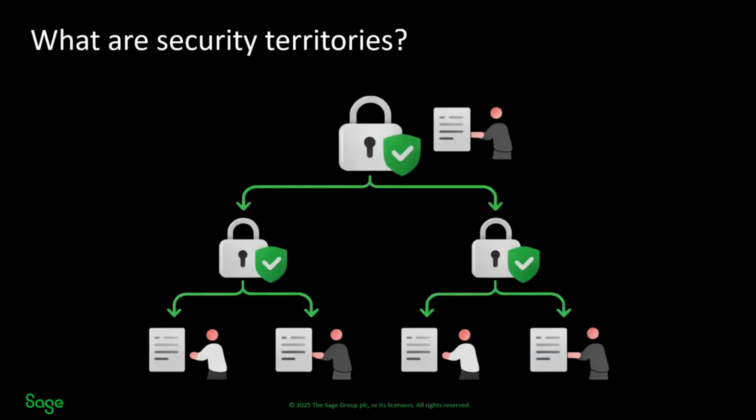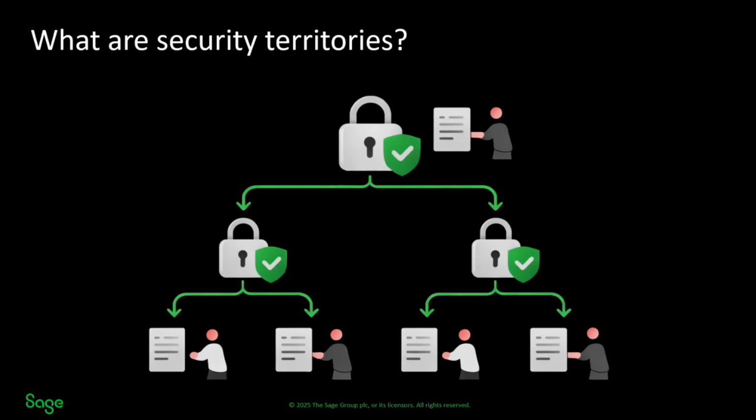Our first starting point, though, is really to understand what security territories are. And here we can start to understand that a security territory is a structural container used to control which records a user sees. So every user belongs to exactly one territory, and every record in Sage CRM is associated with a territory. And users can see data in their own territory and any child territories beneath it.